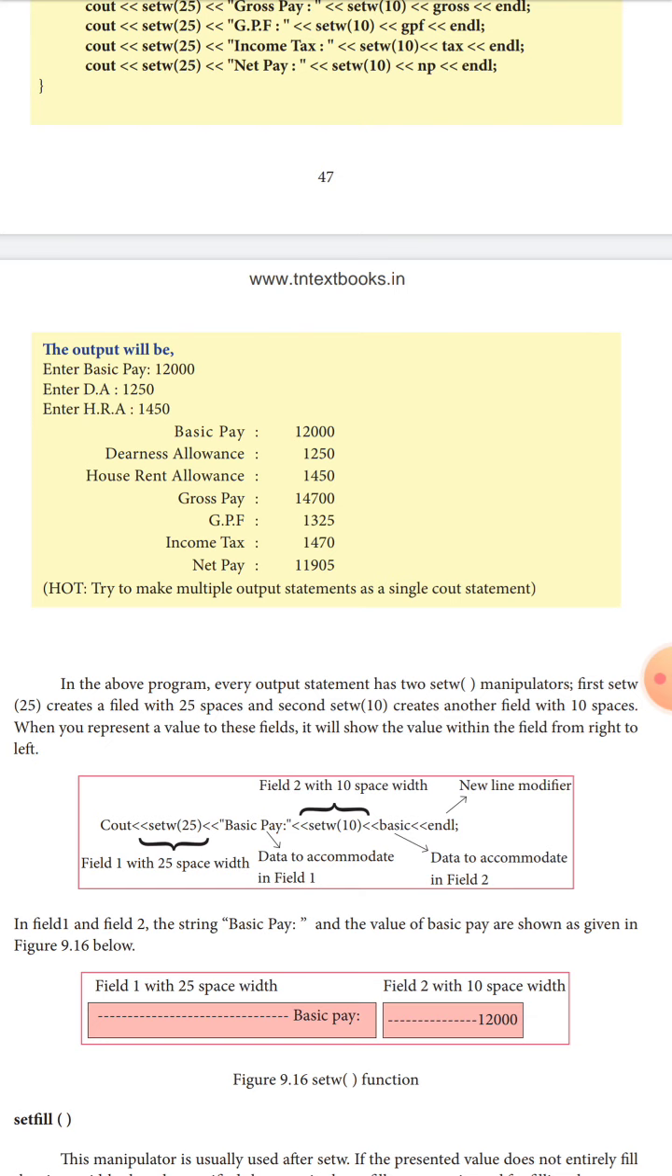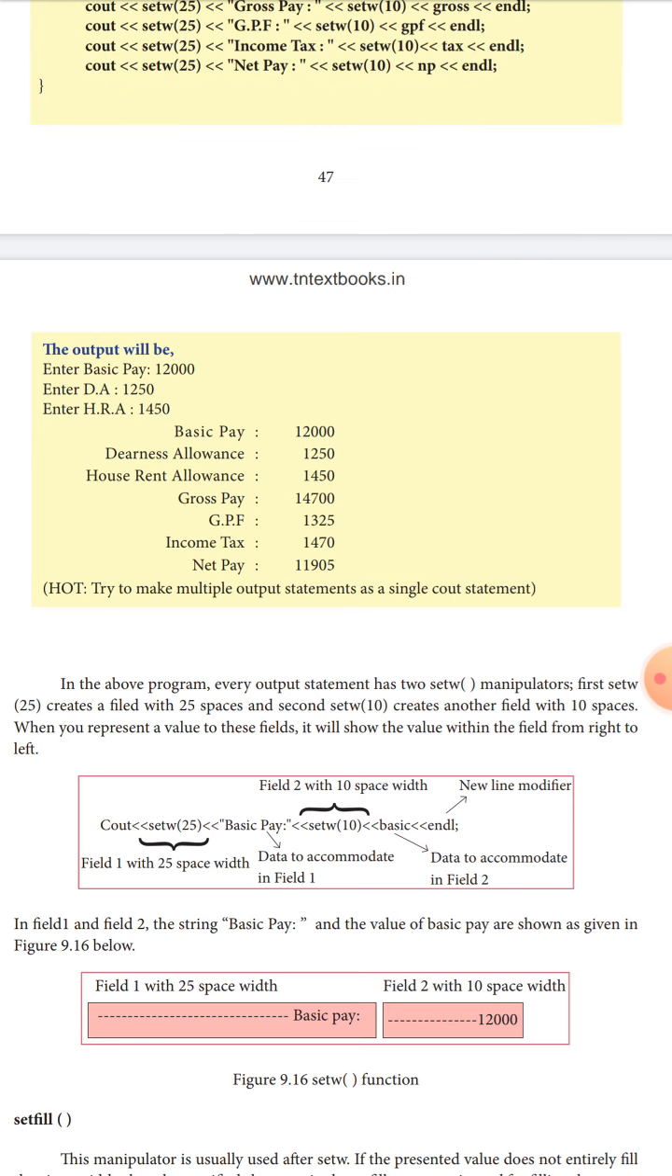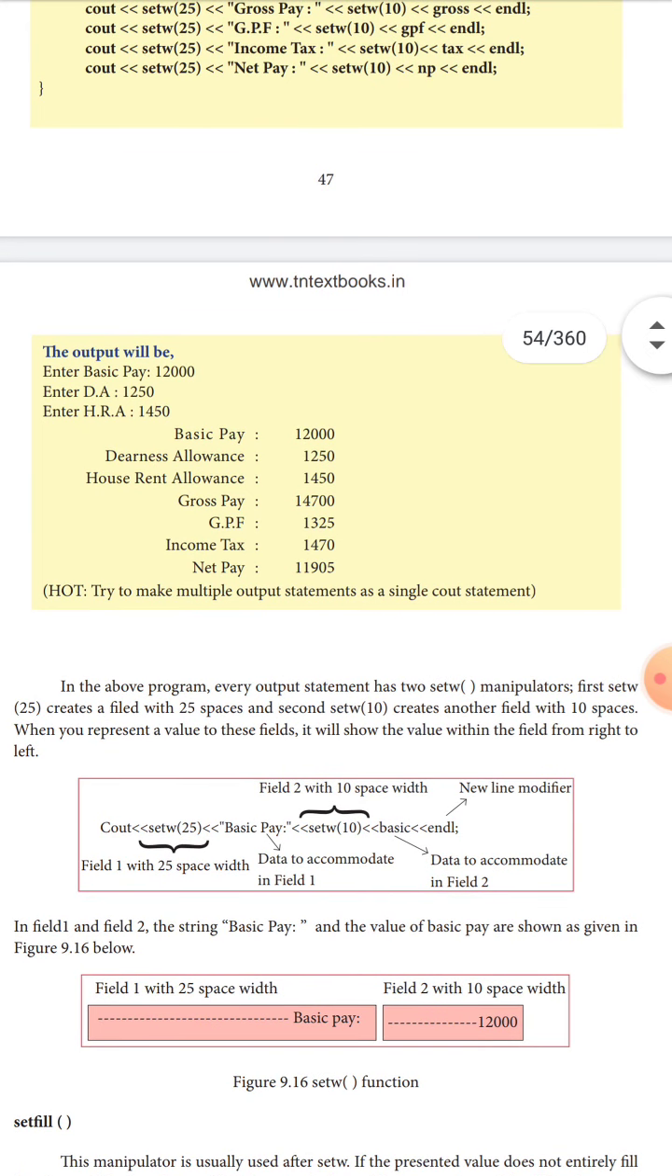When you represent the value in this field, it will show the value within the field from right to left. However many data we are getting, in between only we are able to allocate the spaces for the value you are getting. Here, field 2 with 10 spaces width. So setw with 25 is the basic way, filled with 25 spaces width, and data is accumulated.